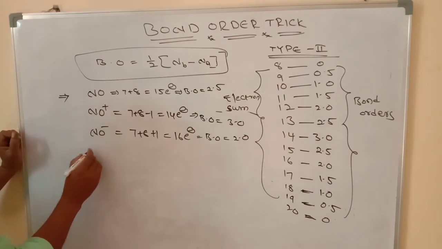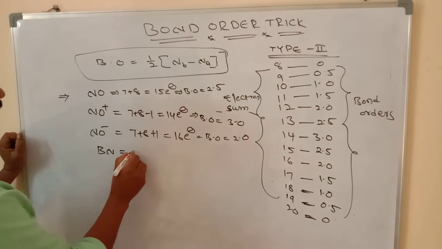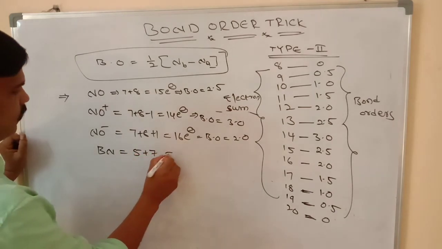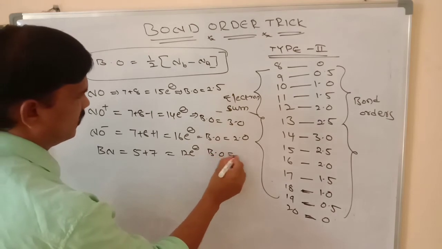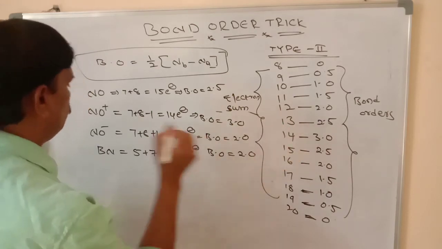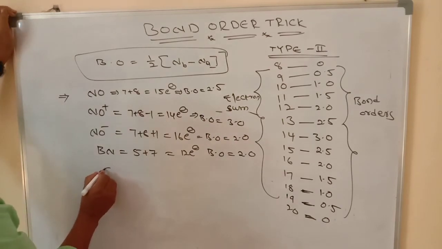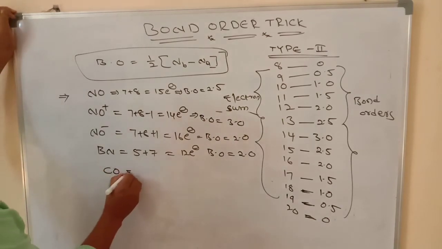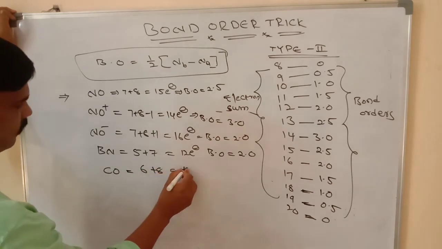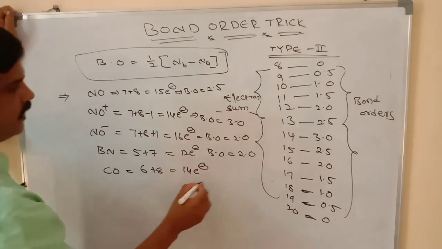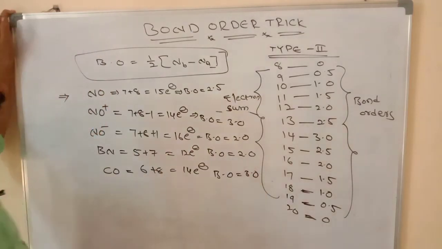Next, BN: boron is 5 and nitrogen is 7, total 12 electrons, so the bond order is 2.0. CO means 6 plus 8, which is 14 electrons, so the bond order is 3.0.